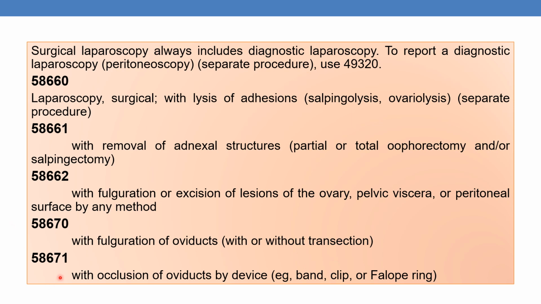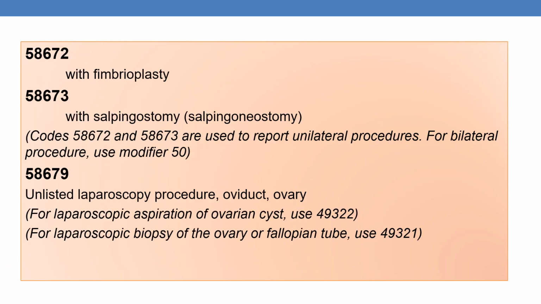The next is 58,671, laparoscopy surgical with occlusion of oviducts by device. Whenever occlusion of oviducts is performed along with laparoscopy, the CPT is 58,671. The next CPT is 58,672, laparoscopy surgical with fimbrioplasty. The next is 58,673, laparoscopy surgical with salpingostomy. And the codes 58,672 and 673 are used to report unilateral procedures. For bilateral procedures, we need to use modifier 50. The next CPT is 58,679, unlisted laparoscopy procedure, oviduct or ovary.